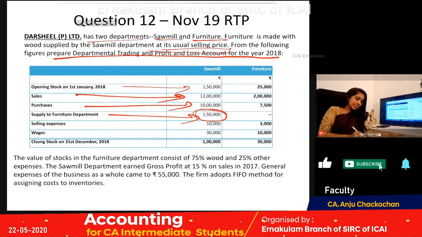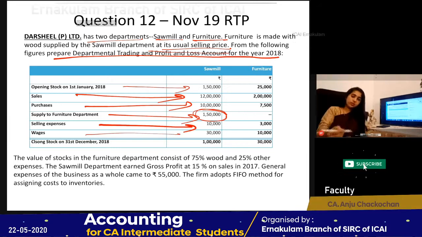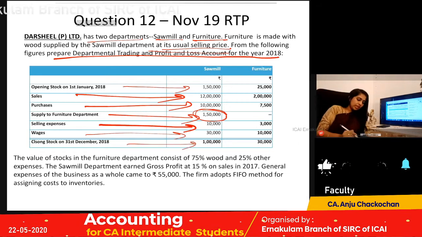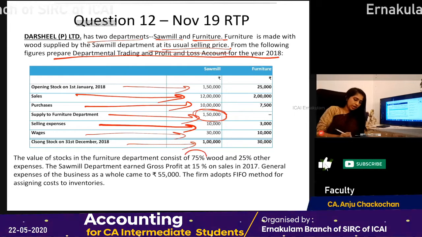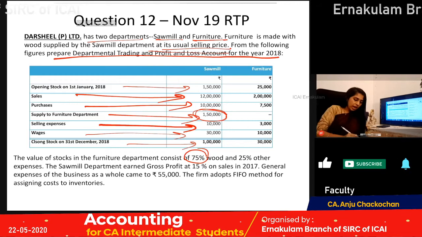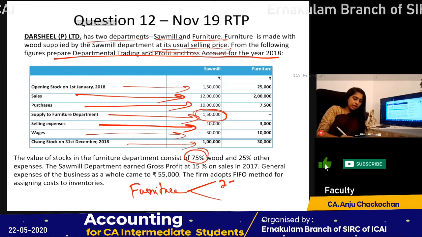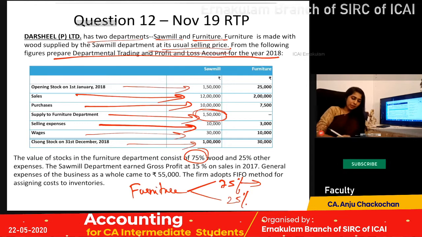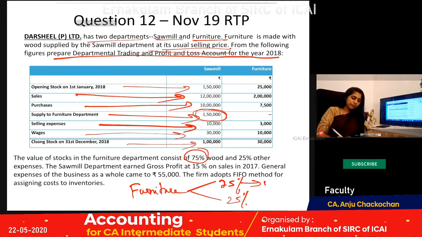Now we have the selling expenses for both the departments as 10,000 and 3,000. We also have the wages separately for both the departments, and the closing stock. The value of stock in the furniture department consists of 75% wood and 25% other expenses. Thereby meaning the 75% is from the other department, the sawmill department, and it is only on the 75% that we will have the amount of unrealized profit.